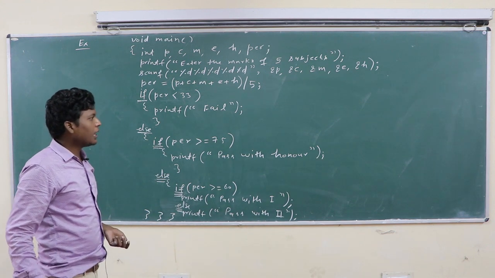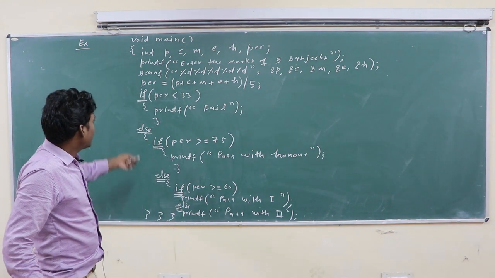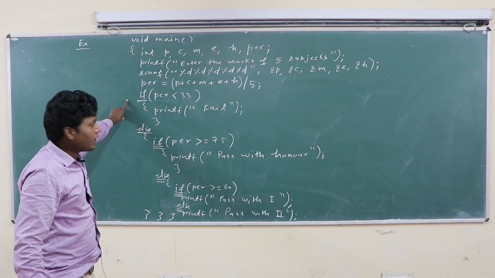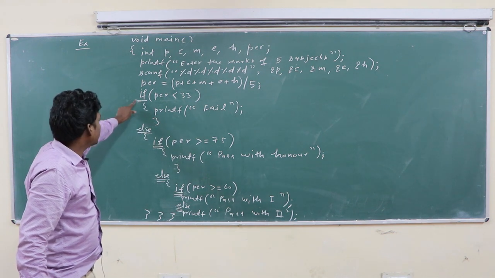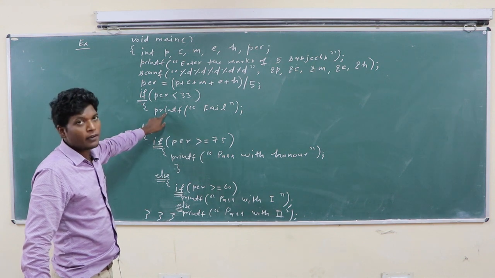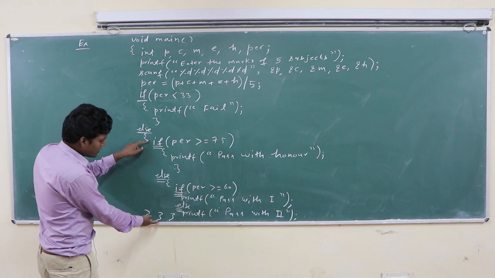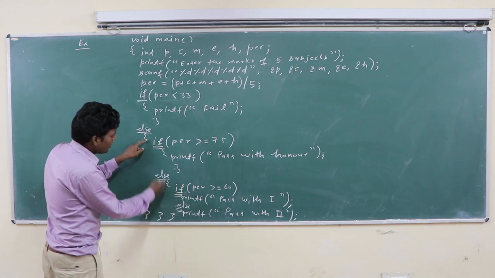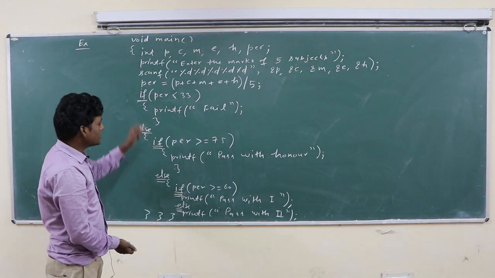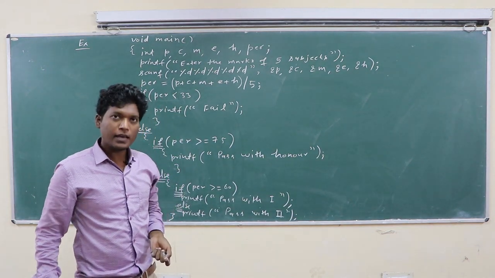In this program we have implemented the nested if else. You may see this is the example of nested if else. This is the if. In this if there is no if and else, but in this else section, from here to here, there are lots of if and else statements. So this is one example of nested if else.